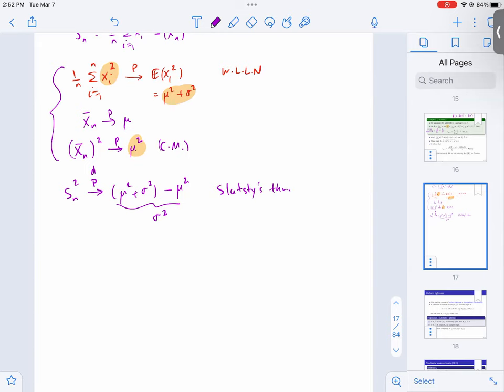So that's good. What I have now is X bar in the numerator. What can I say about this guy if I divide this by Sn? What I'm going to do is multiply by this and divide by the same thing. Now this part I can say something about. What does this do?